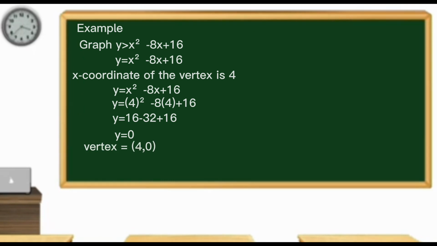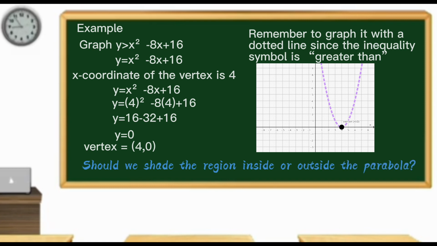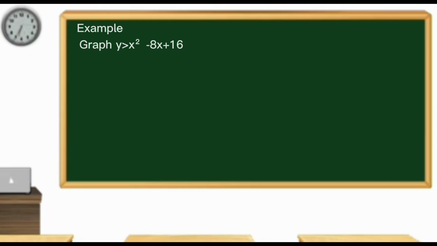Now, we have enough information to graph the parabola. Remember to graph it with a dotted line since the inequality symbol is greater than. So, should we shade the region inside or outside the parabola? The best way to tell is to plug in a sample point. 0, 0 is usually the easiest sample point to choose.